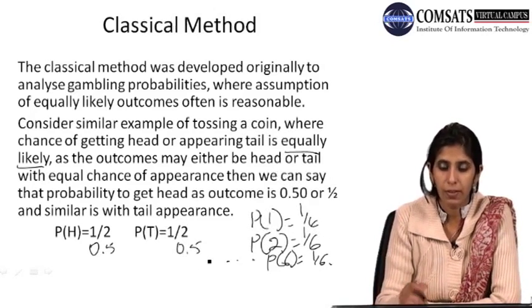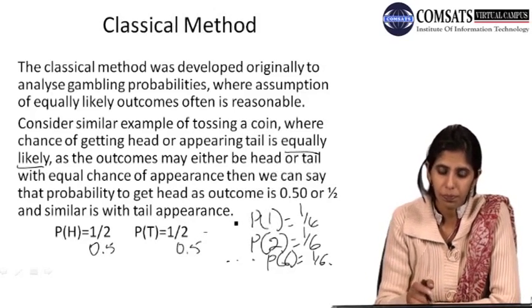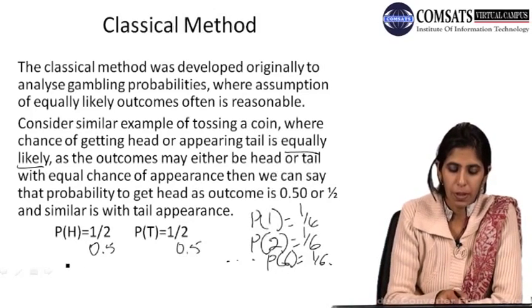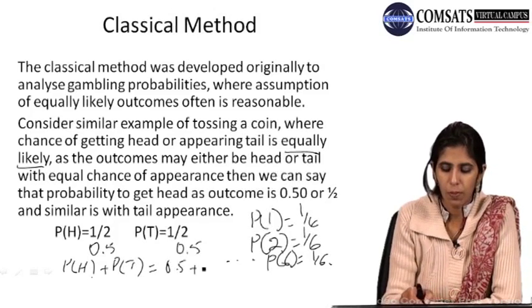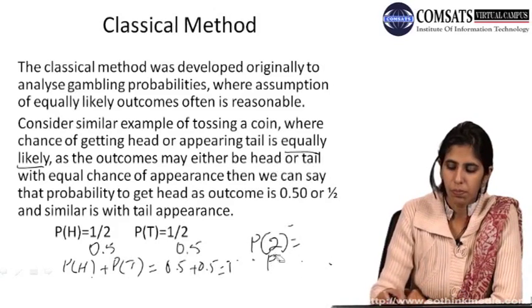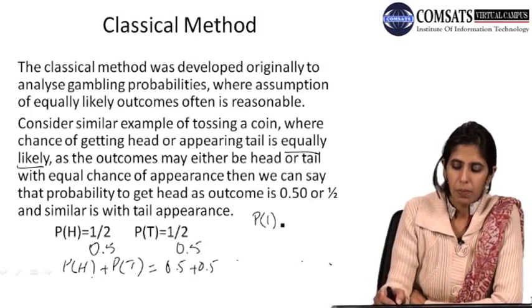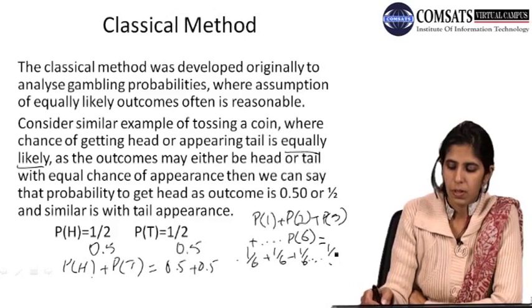Now when you combine all these probabilities, as we have discussed, the law of probability says the sum of all probabilities should equal 1. In this case, the probability that head will appear plus the probability that tail will appear is 0.5 plus 0.5, which equals 1. Similarly, for rolling a die, the probability that 1 appears plus the probability that 2 appears plus the probability that 3 appears, and so on, up to the probability that 6 appears, should equal 1 over 6 plus 1 over 6 and so on, plus 1 over 6, which equals 6 over 6, which is equal to 1.